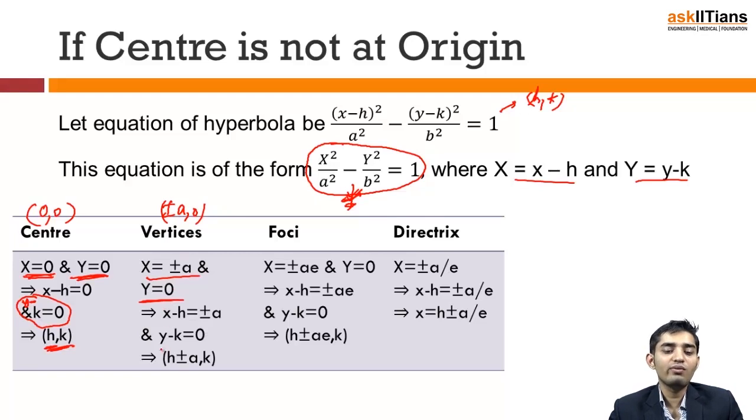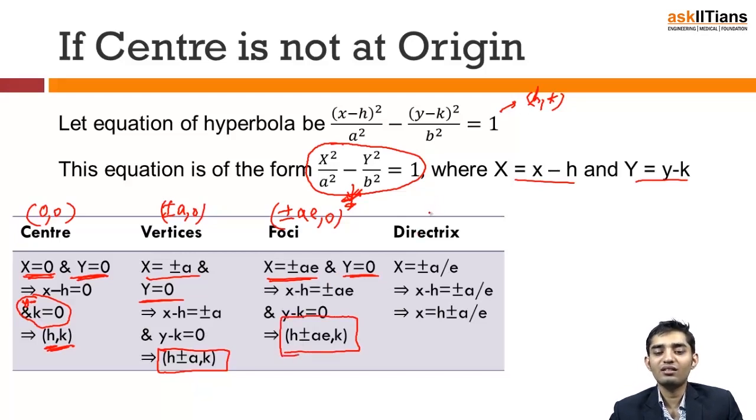So from here again you will find out small x and small y. So you will get this, right? Similarly, what are foci? Plus minus a comma 0. Plus minus a comma 0 means capital X equal to plus minus a and capital Y equal to 0, right? So again you will find out small x, small y. So you will get this.